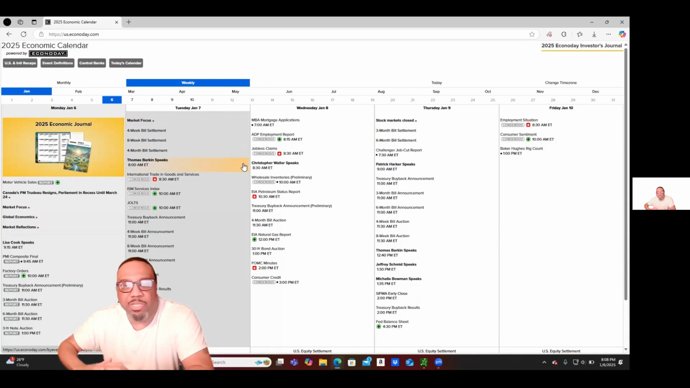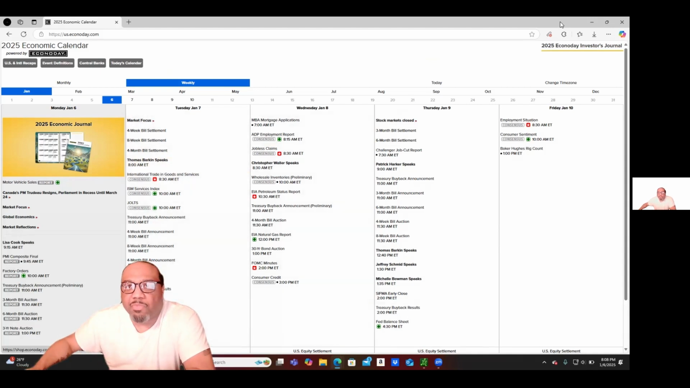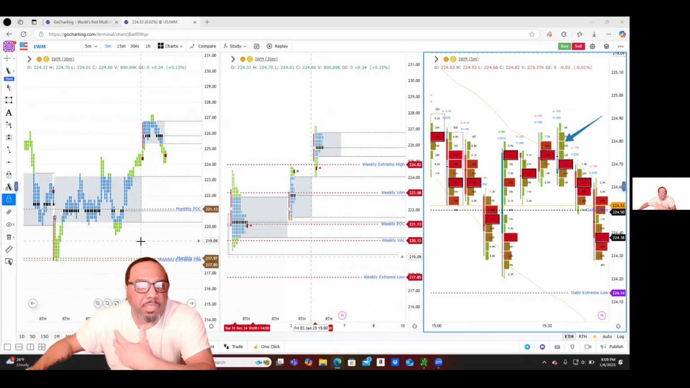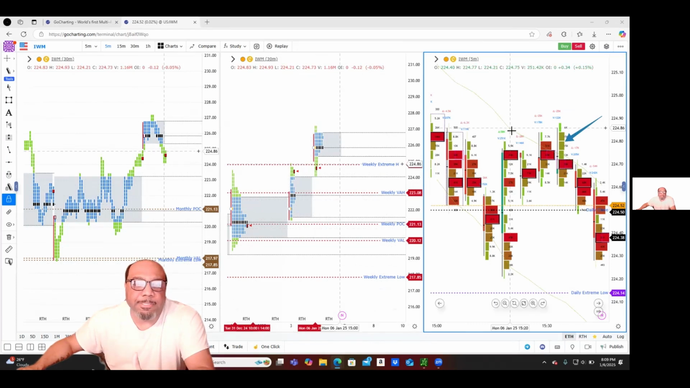I do not use a lot of trend lines or anything like that. What I will mark on my chart, you can see here, is the weekly extreme high from last week. You'll see the weekly value high, POC, weekly value low, and the weekly extreme low. I also have the monthly, exact same thing: extremes, value high, value low, POCs, extreme low. And then I also have dailies. I have my daily extremes, my daily value high, value low, and POC.